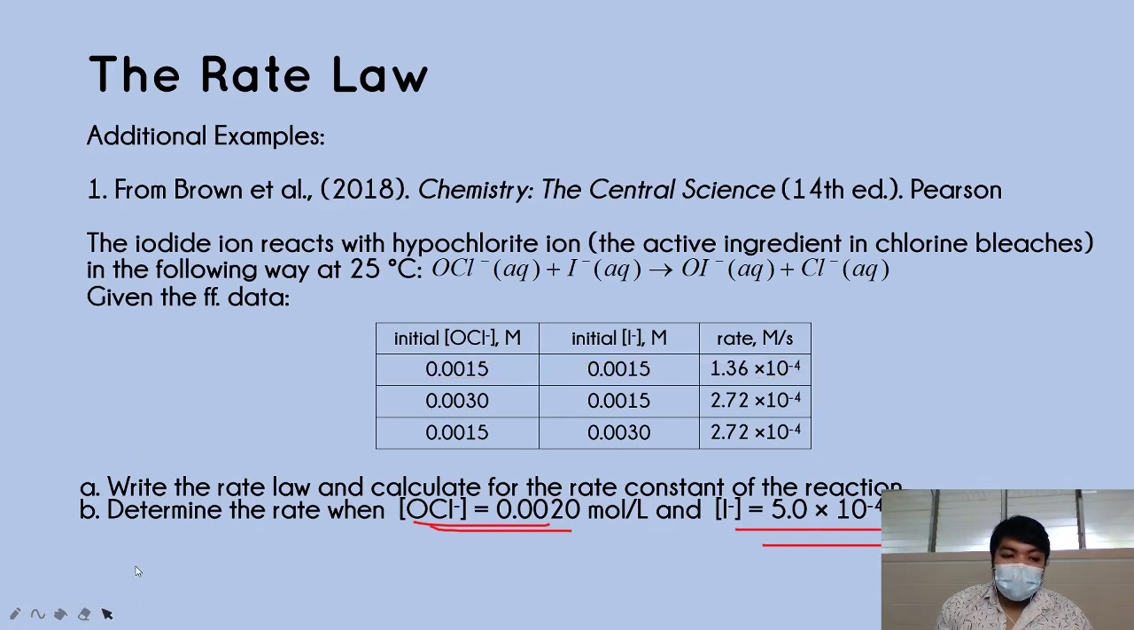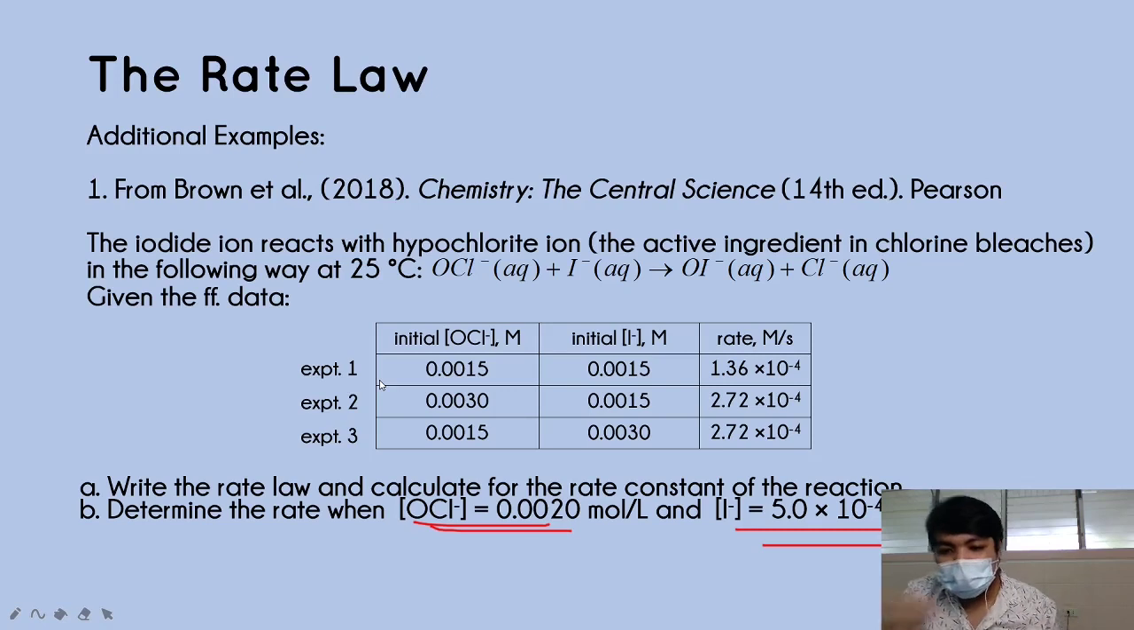Now let's say this data here is experiment 1. Row 2 we'll call experiment 2. Data in row 3 we'll call experiment 3. So what do you do to determine the rate law? We also apply what we have learned in the reaction between the ammonium cation and nitrite anion that I have shown in the example. So you compare those.